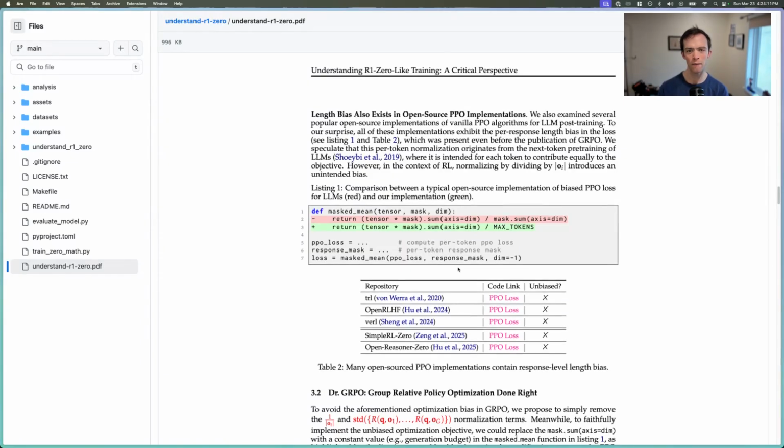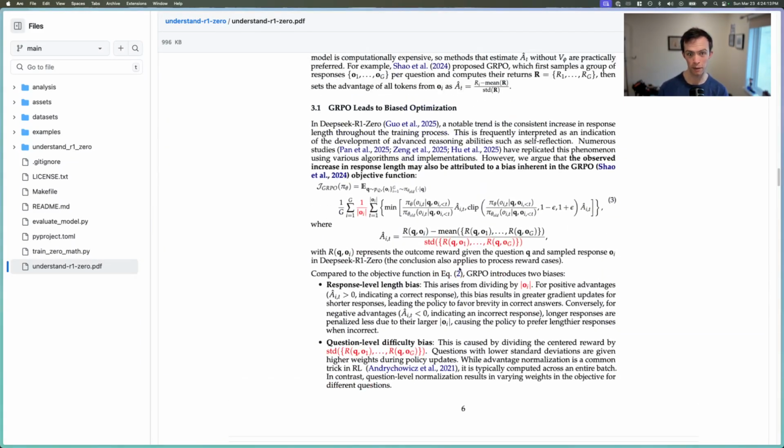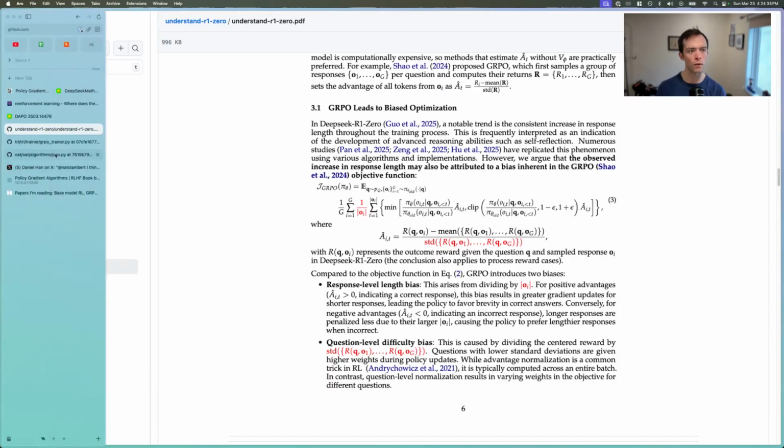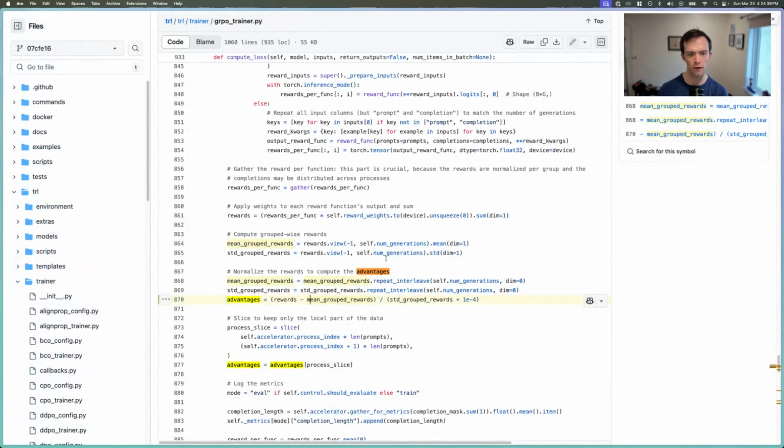And what they show in this paper is that this dividing by O term biases short correct answers, and it biases for long repetitive answers. And removing it is something that they say should help the math of GRPO actually work out. And what this looks like is, we go back to the TRL trainer.